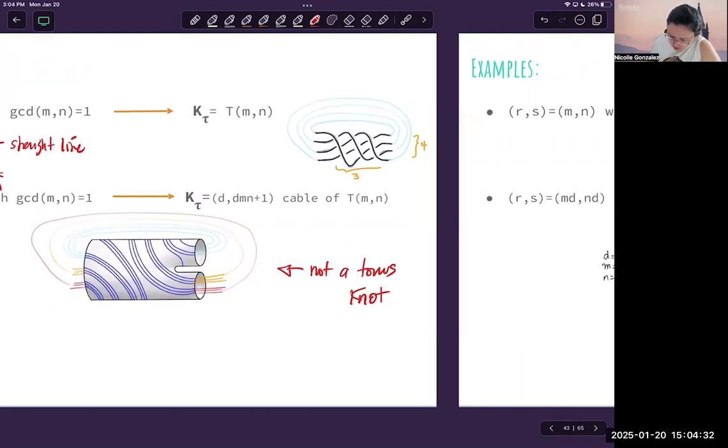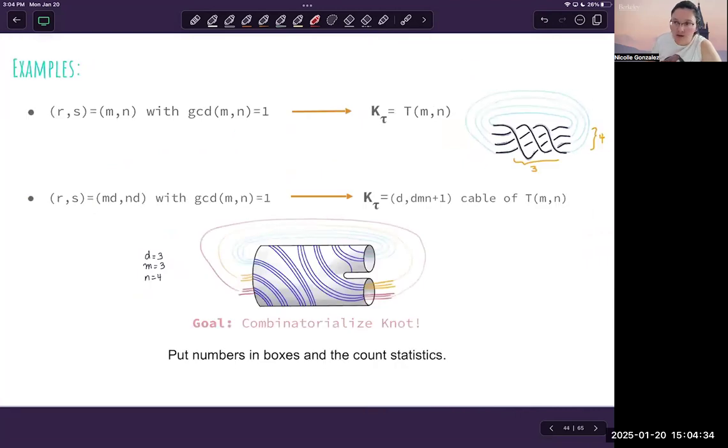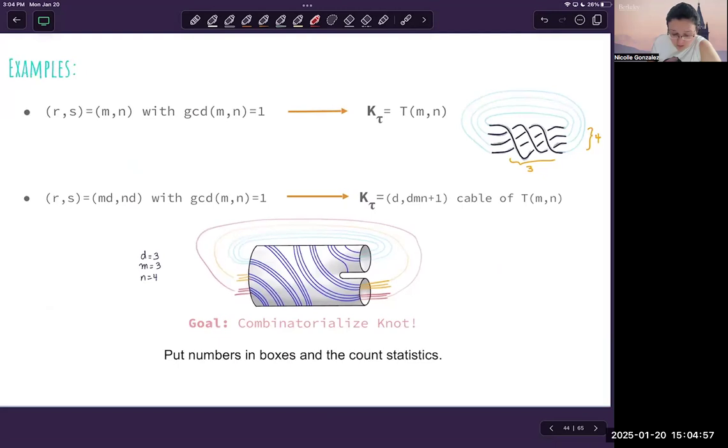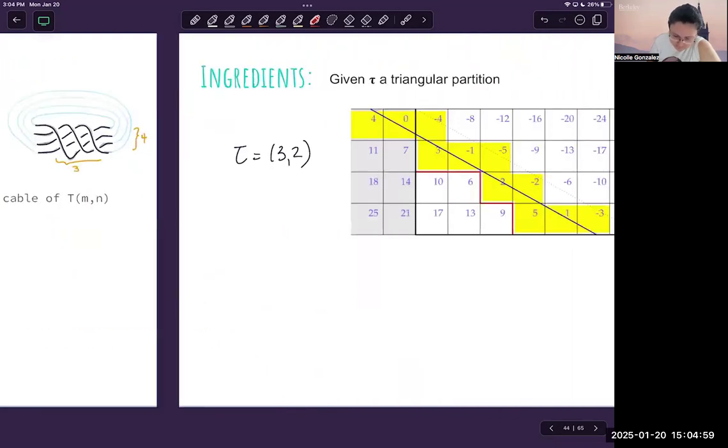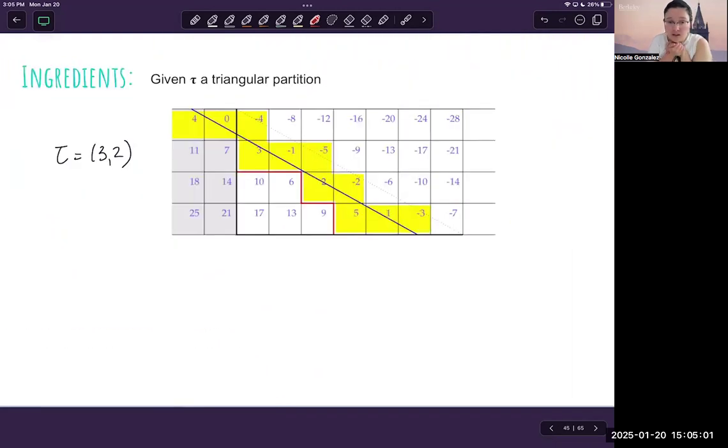Okay, so our goal now is to take this information, this knot theory picture, this Coxeter knot, and make it combinatorial. The way we do this is by putting numbers in the partition, in these boxes, and we're going to count some statistics, i.e. we're going to count these variables Q, T, and the associated gradings that give us the exponents. To do this, we need a few ingredients.